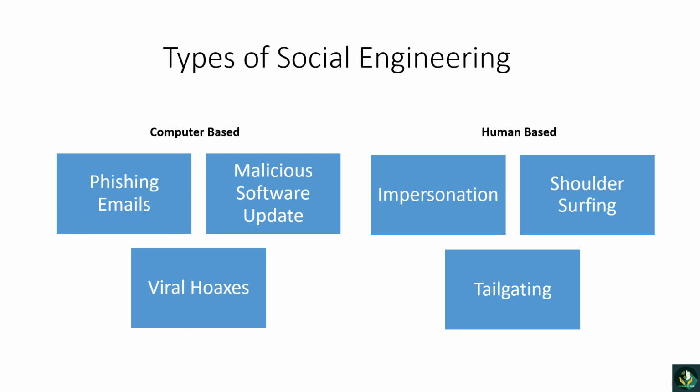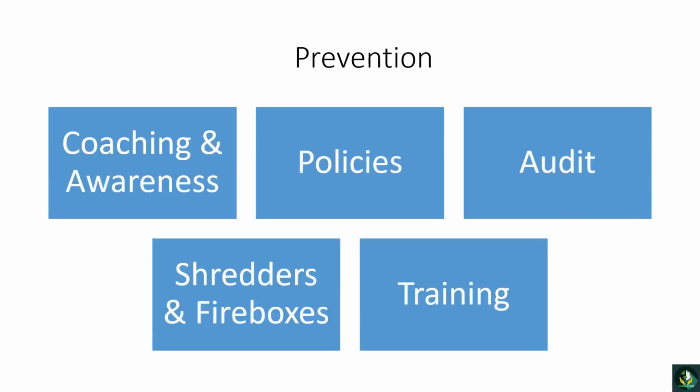As we progress through this course, you are going to see many examples of both purely computer based social engineering, where the attacker simply communicates digitally, and human based social engineering, where the attacker actually has to engage with the victims. So with the definition covered, let's take a look at the prevention items.